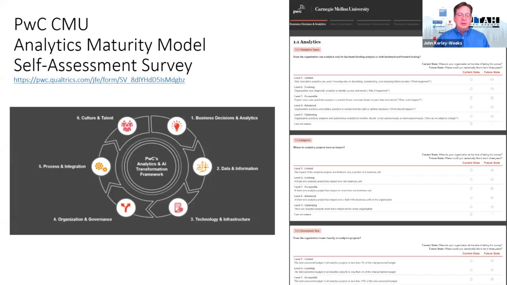The survey includes 6 different components. It does take just 10 minutes where you specify where you feel your current state is and what you would like your future state to be. And you're basically selecting, do I feel that we are at level 1 on this component? You could potentially be at level 3 for a particular area.